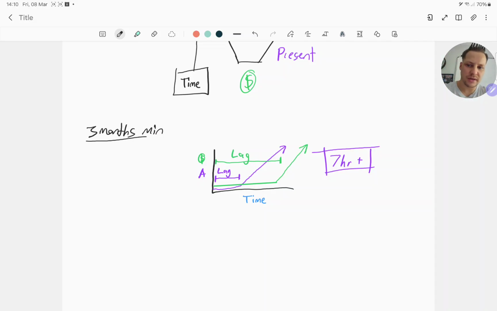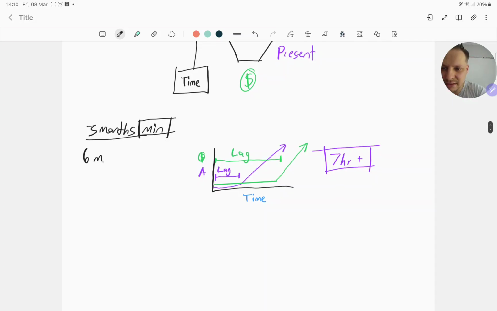Okay, minimum. You want to be in a position where you're making money off of this thing for a minimum of 3 months before you leave your job. And if you can, as a bonus, have 6 months of savings. Okay, have at least 6 months of savings saved up.